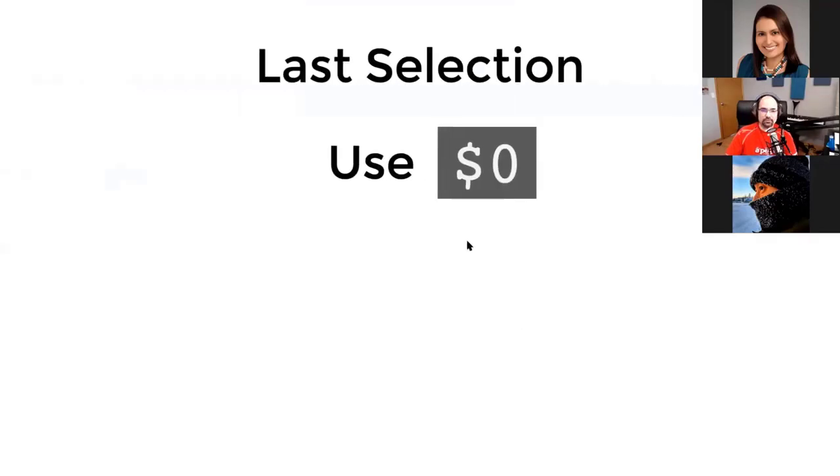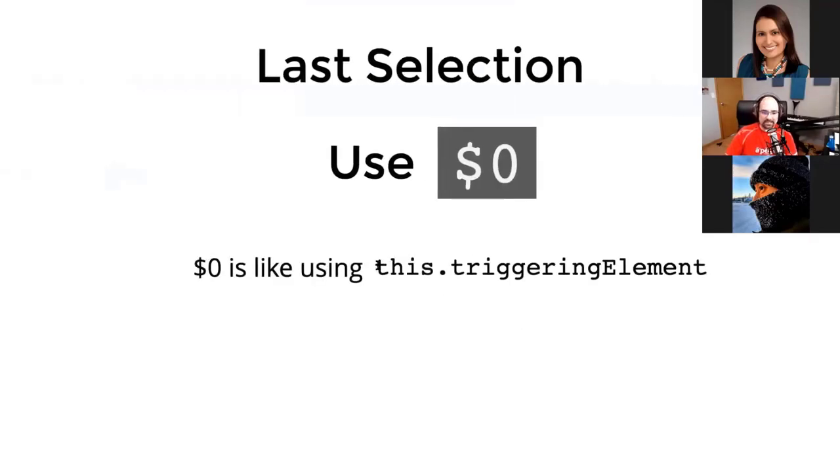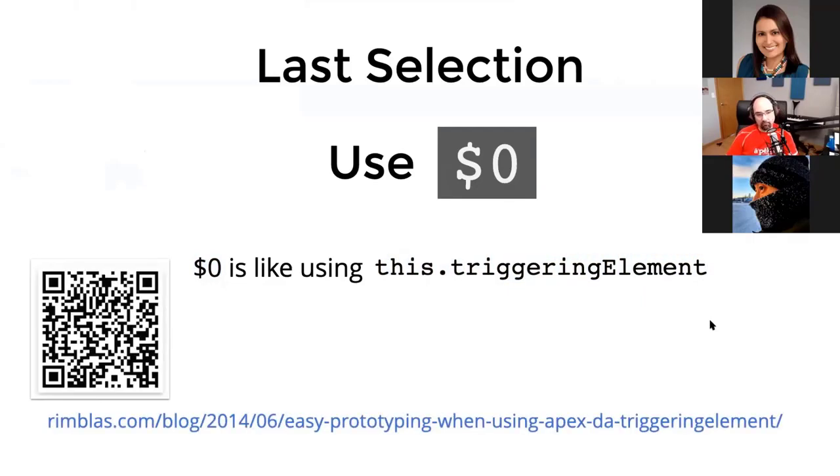So this is going to be useful because in a dynamic action, the element that triggered the dynamic action is called this.triggeringElement. So you can prototype with a $0 and then replace it with this.triggeringElement inside your dynamic action. And I have more information about that in a blog post where I walk you through an actual step of prototyping with a dynamic action. Hopefully that'll be something useful you can start using right away. I love that $0.